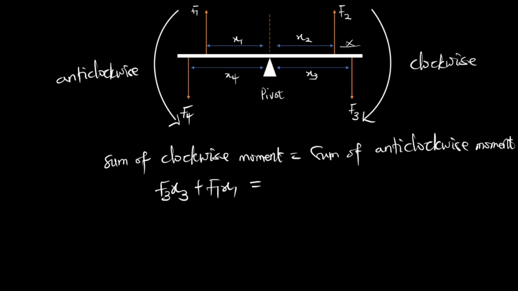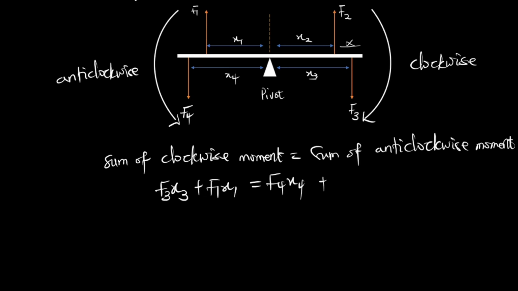So let's start with F4. Now F4 and x4, the distance is between the pivot and the force. So the product of F4 and x4 over here constitutes an anti-clockwise moment. So we can say F4 x4 is an anti-clockwise moment. Plus, now if you look at F3, the distance is in this direction, which is in a clockwise direction. So we neglect that.